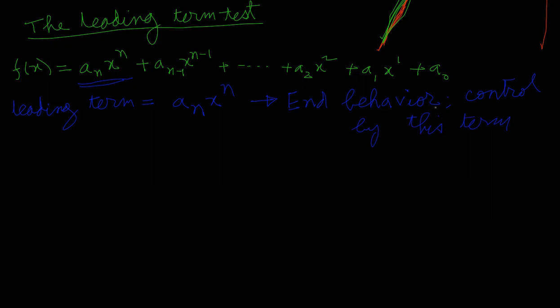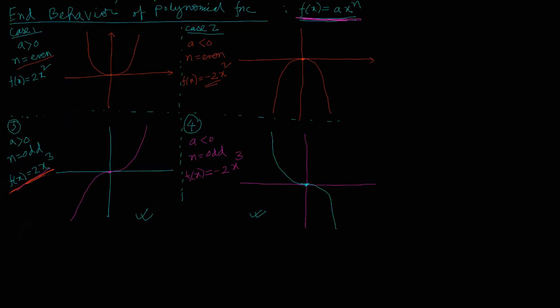Okay, now we are going to try to plot the end behavior of this polynomial function using its leading term. Before I do that, I just want to show you these four graphs, and as you can see, these four graphs are based on the power function a x^n. As you can see, we have four different shapes. So now this will be exactly the same.